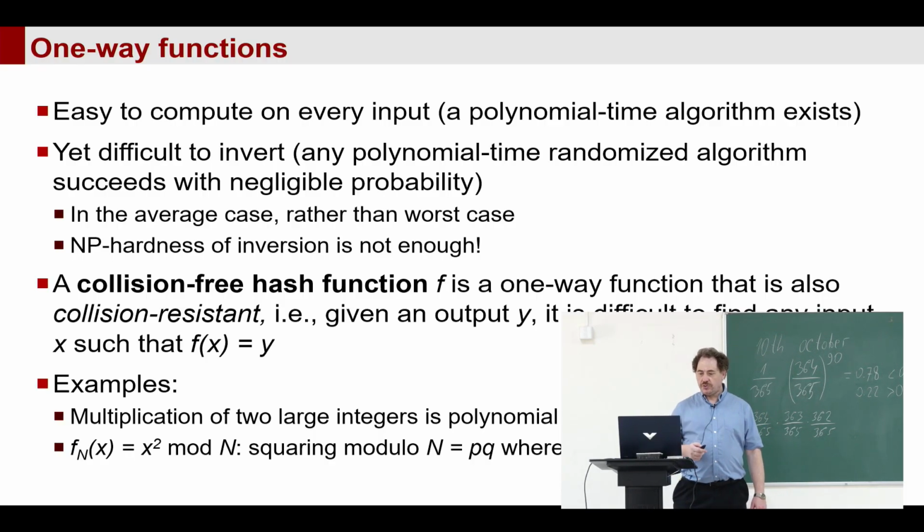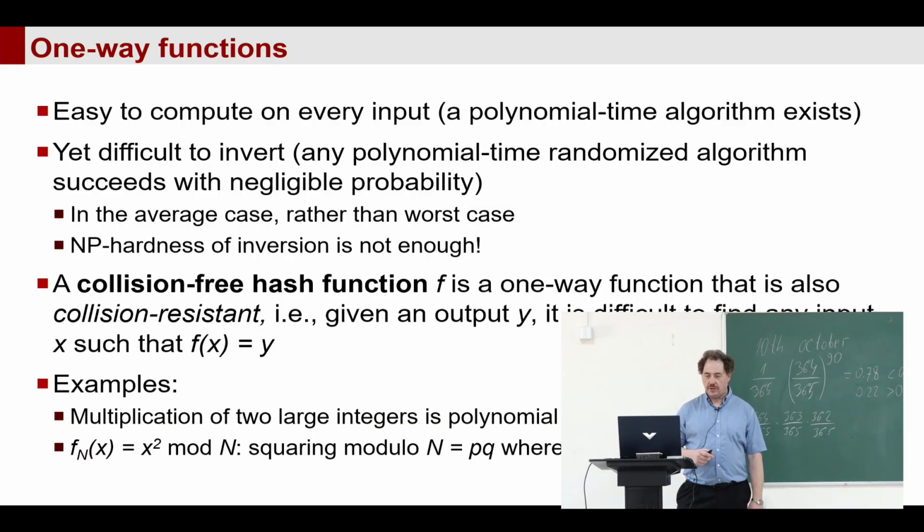We will also be using the notion of collision-free hash function, about which I was talking previously. Now some examples of one-way functions which are used in cryptography, and in particular in zero knowledge proof systems.